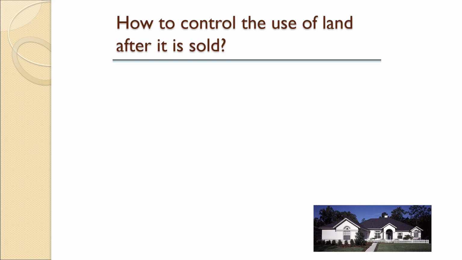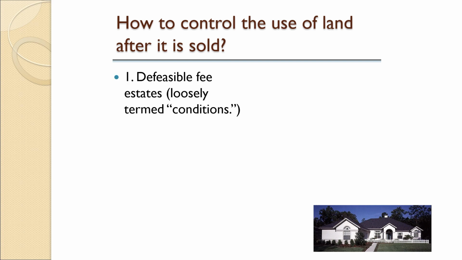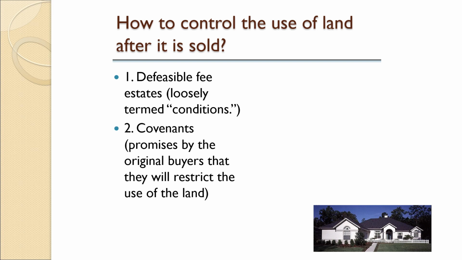Now, that raises a good question for us. What is the best way to control the use of land after it's sold? There are a couple of possibilities. The first possibility, and the one that we've been talking about, is defeasible fee estates, and we can loosely call all of those conditions. The second way is the example we just looked at, where there's a covenant, a promise by the original buyers that they will restrict the use of the land in some way.